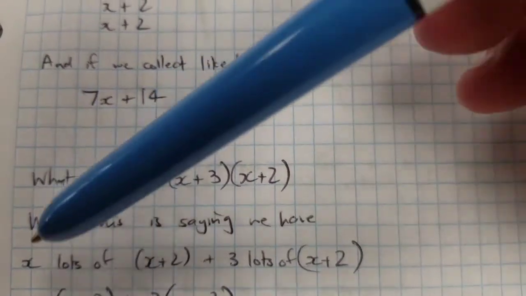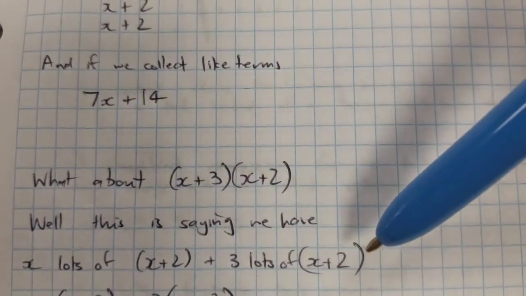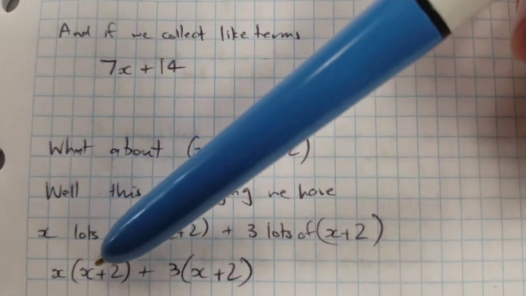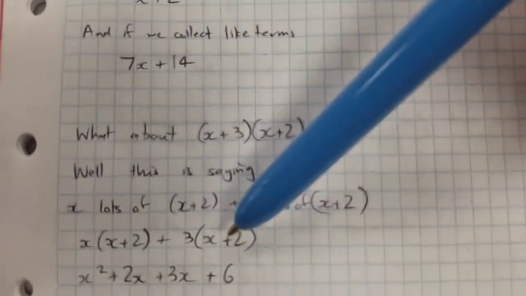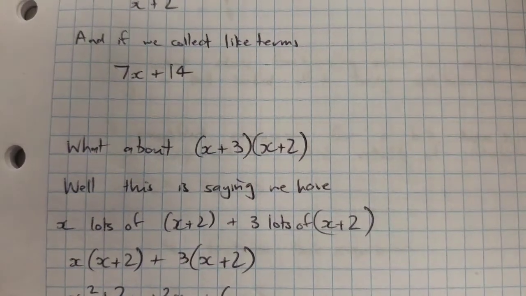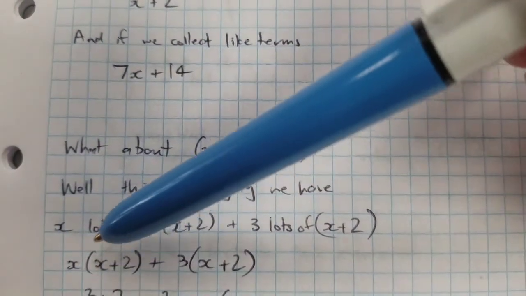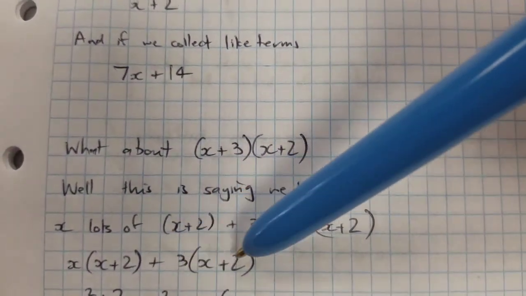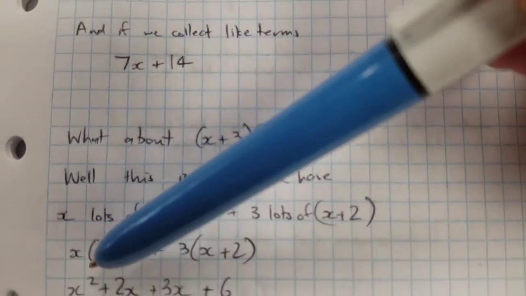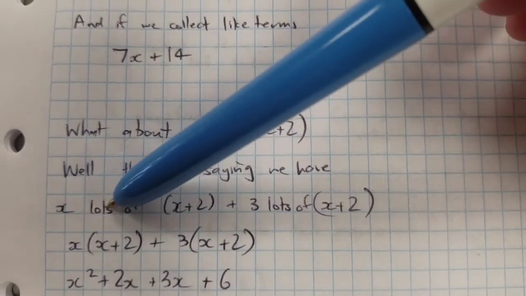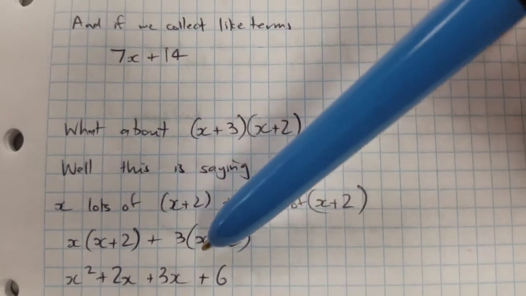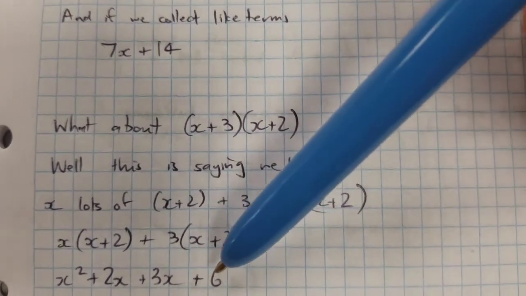So how would we write this? Well, x lots of x plus 2 plus 3 lots of x plus 2. Mathematically, we could write that as x bracket x plus 2 bracket plus 3 bracket x plus 2 bracket. Now, if we go through the distributive law like we did earlier and expand these two simpler expressions, we'll end up with x lots of x, which is obviously x squared, x lots of 2, which is 2x, 3 lots of x, which is 3x, and 3 lots of 2, which is 6.